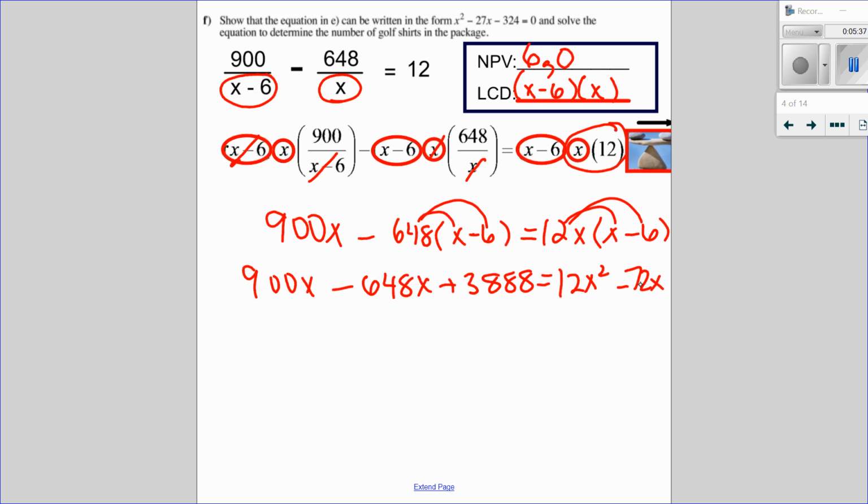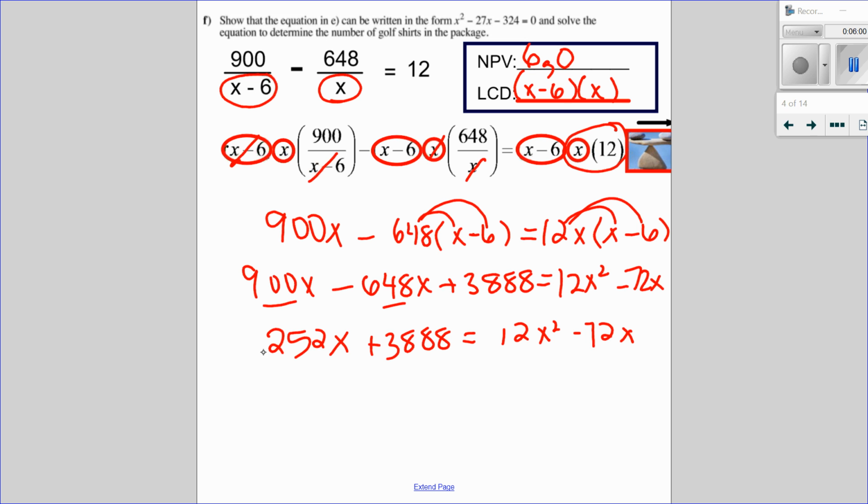Okay, so now that I have this, I want to set it all equal to 0. Before I do that, let's just combine our like terms. So I have 900 x's and I take away 648 x's. So I'm left with 252x plus 3,888 equals to 12x squared minus 72x.